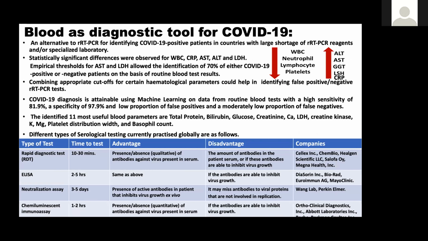We all know that real-time reverse transcriptase PCR is the gold standard for the diagnosis of COVID-19. But there are some drawbacks to that. It requires a long turnaround time, it has less specificity, and it is a little bit costly. So we can shift to other testing methods like blood or serological testing, which can be good alternatives.